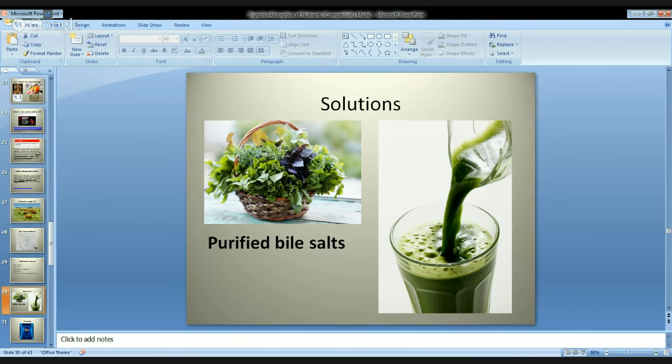Are raw nut butters okay? Absolutely. Those are totally fine. How do I feel about using ox bile? I love it. I think it's a really beneficial thing.